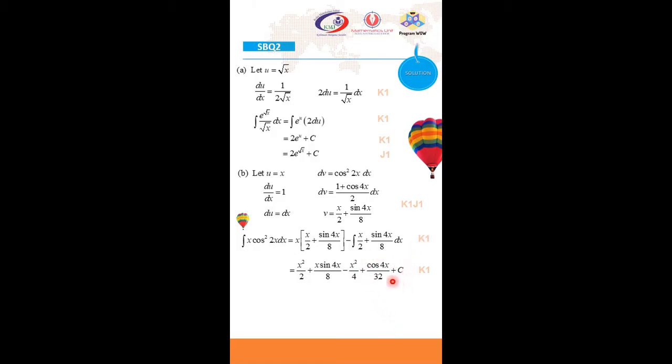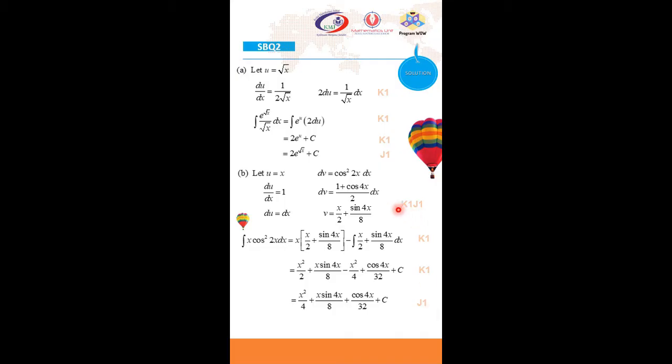And then we integrate v du on the right side here, another 1 mark. And then we simplify, okay? We simplify because here we have x squared over 2 and also x squared over 4. So we have to simplify these two. We get x squared over 4. Then we will get the final mark, T1.